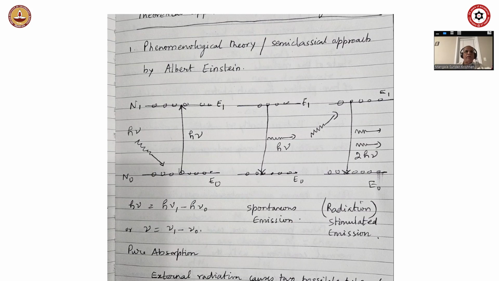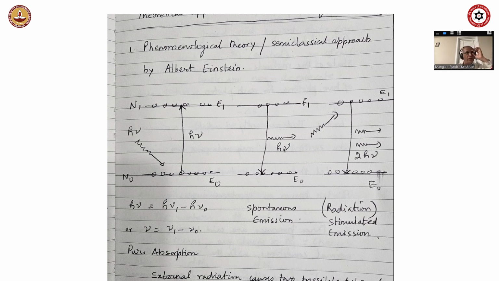Okay? When it does, the molecule may absorb the energy and go to the excited state. This is called pure absorption. The second process is that whether the radiation is there or not, there are always a few molecules in the excited state. And there are also molecules coming to the excited state by absorbing energy. So some of these who are in the excited state can spontaneously emit radiation and come down to the ground state. This process is called spontaneous emission.